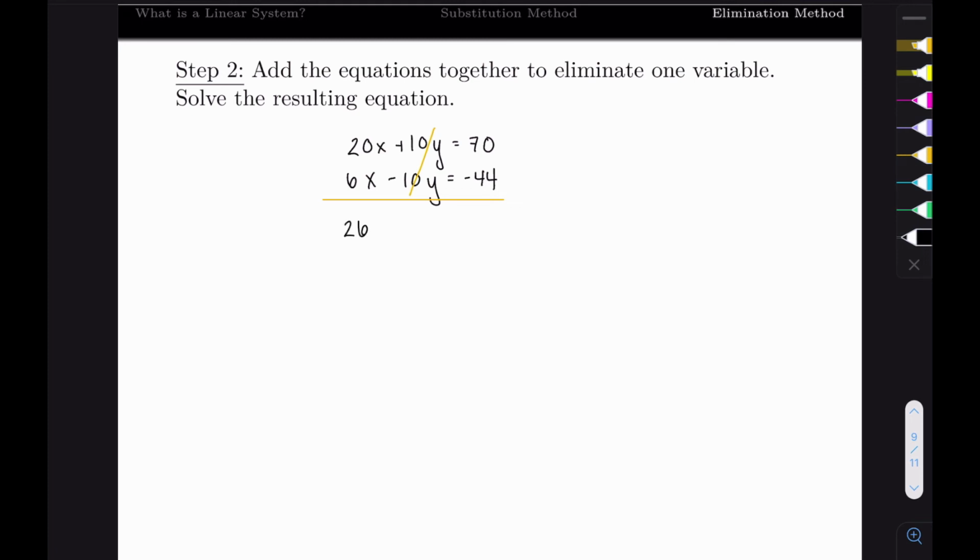And 20x plus 6x gives us 26x. 70 minus 44 gives us 26. So really, we just need to solve 26x equals 26. And then by dividing by 26, we find out that our x value must equal 1. So I figured out one value in my equation.